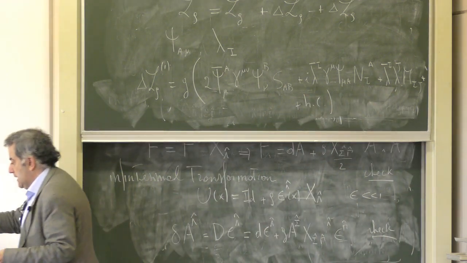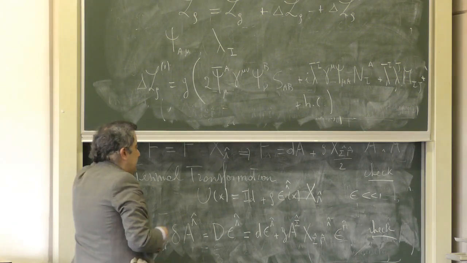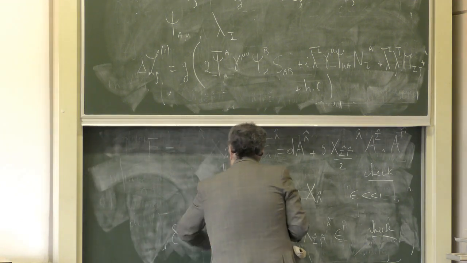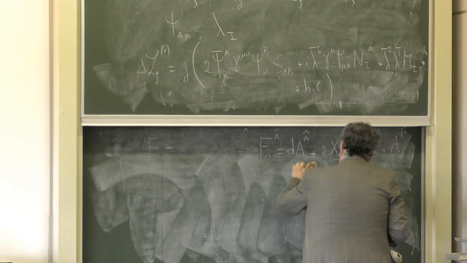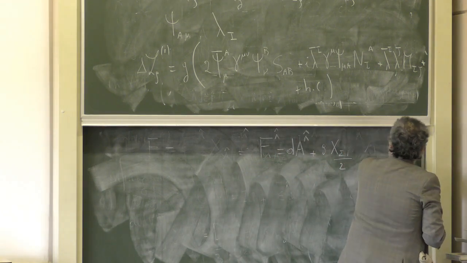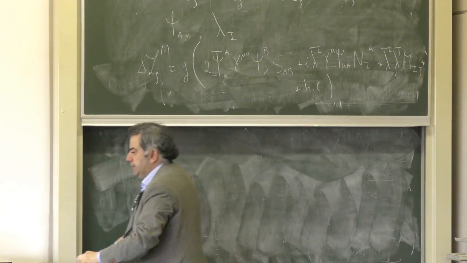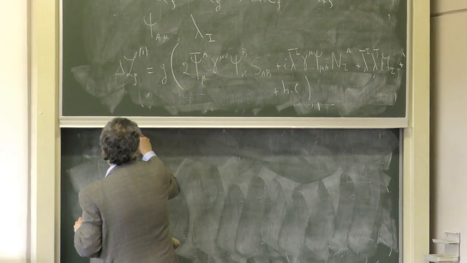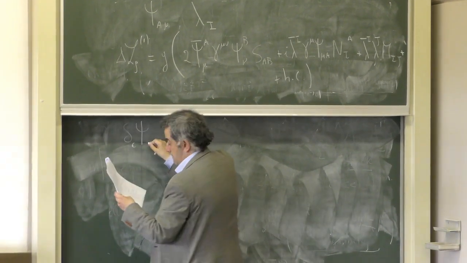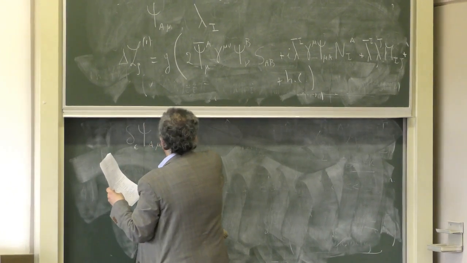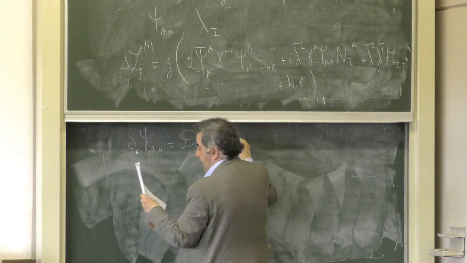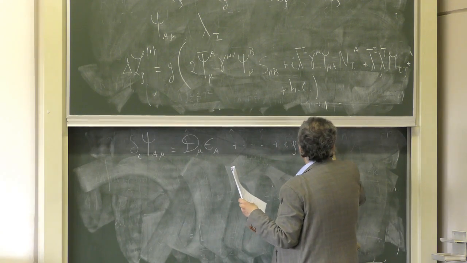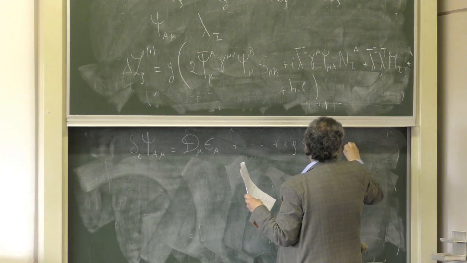I'm going to tell you more about them. For the time being, we just say that these tensors also enter the supersymmetry variation. This is the first one, the supersymmetry variation of the fermion fields, delta epsilon psi A mu. This is D mu epsilon A plus i G S A B gamma mu epsilon B.